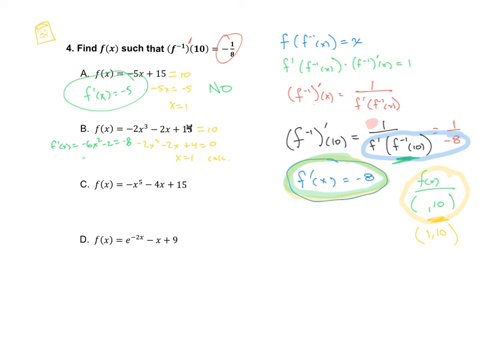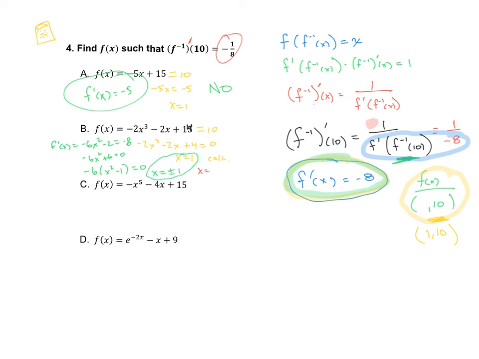Add 8 to both sides. Negative 6x squared plus 6 equals 0. I'm going to factor out a negative 6 to give me x squared minus 1 equals 0. And lo and behold, x equals plus or minus 1. So there's our answer, x equals 1.